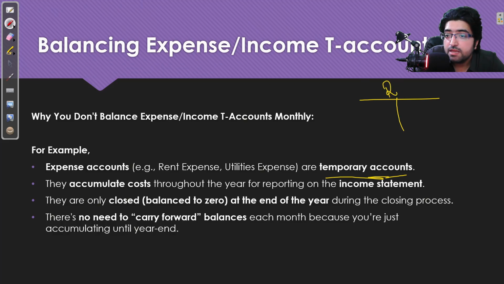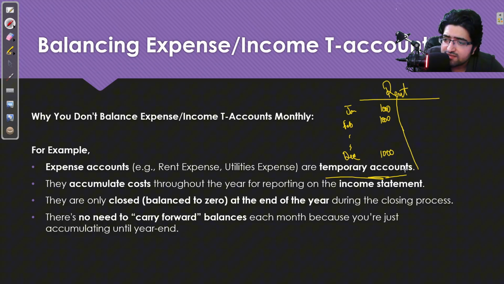For example, I make an account for rent and then I keep recording Jan 1000, Feb 1000. You can go all the way till December 1000. So I can just balance this once at the end of the year. I know for 12 months I have paid rent of 1000 every month, so the total balance will be 12,000. Then I can simply move this to the income statement and close the account by doing this, right?